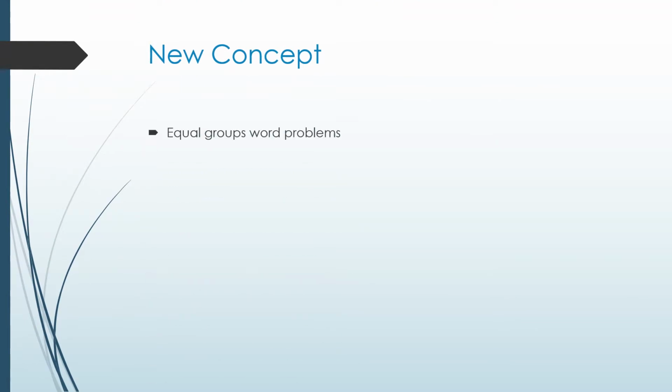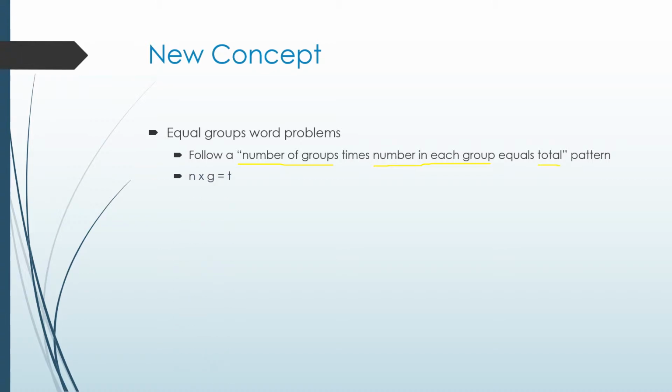Today we're going to talk about a new kind of word problem, equal groups word problems. These follow a multiplication pattern. It's the number of groups that you have in whatever the problem is times the number in each group equals the total. And these are the letters we use: N for number of groups, G for number in each group, and T for total, obviously.